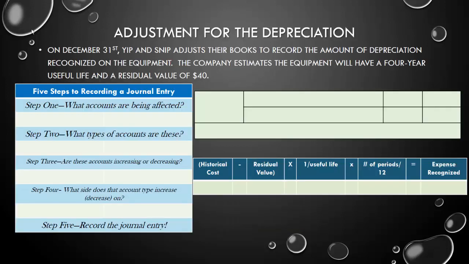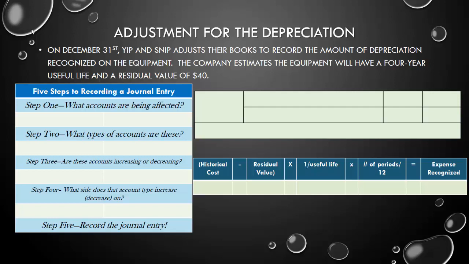So let's adjust for some depreciation right here. On December 31st, Yip and Snip is going to adjust the books to record the amount of depreciation recognized on this equipment. They're going to do so using that straight line method. They've made their estimates. They think that this machine is going to have a 4-year useful life, and its residual value, the amount of money we're going to be able to get at the end of the machine's life, is $40.